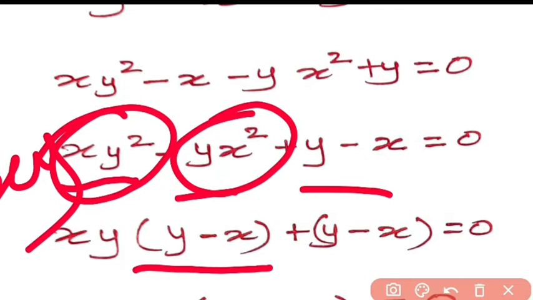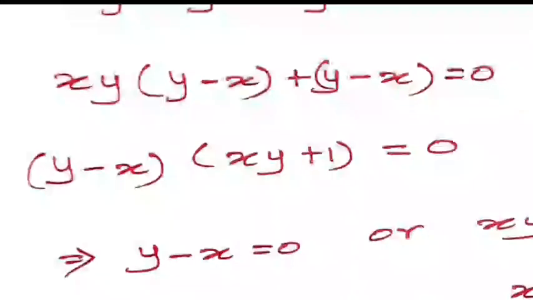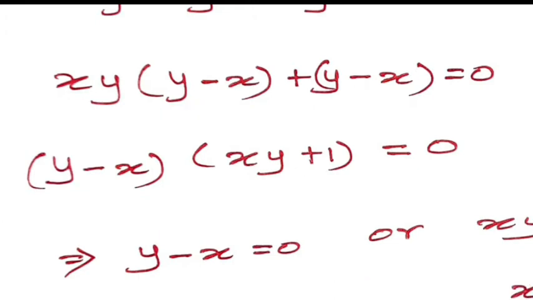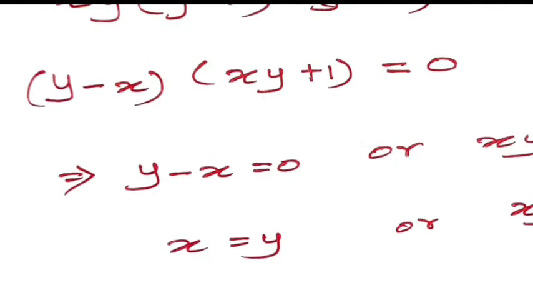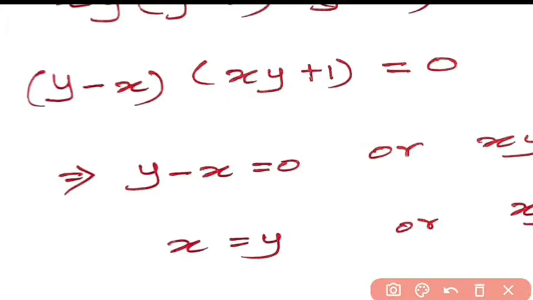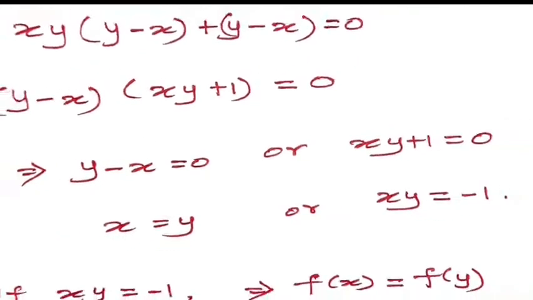Okay, so here no need to take any number, so y minus x as it is equal to 0. In these two terms y minus x is common, so we take y minus x outside, and xy plus 1 equal to 0. So here we have two terms: y minus x equal to 0, and xy plus 1 equal to 0.